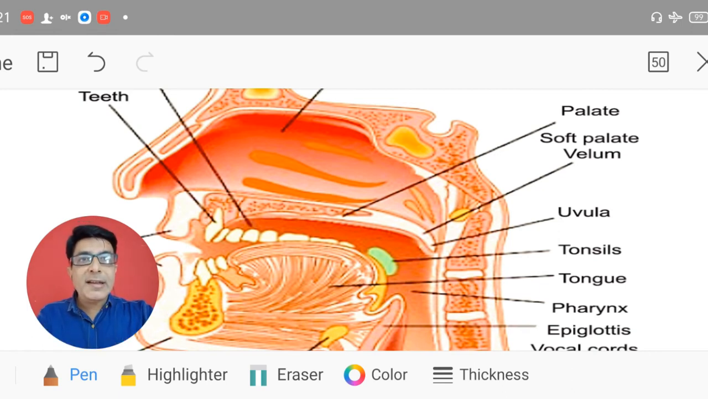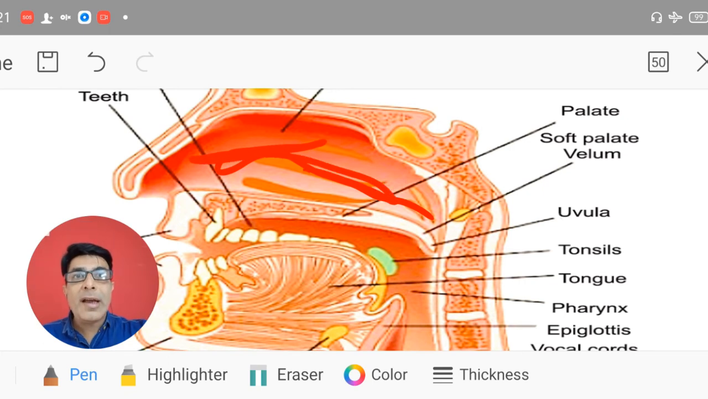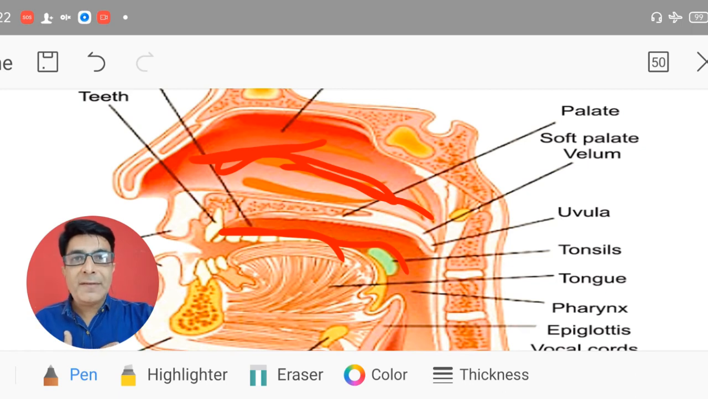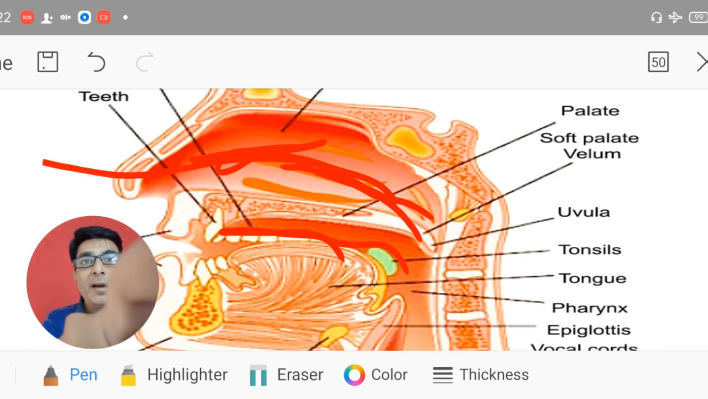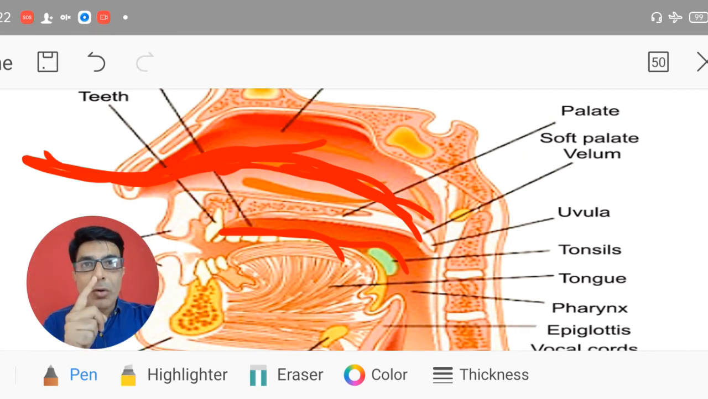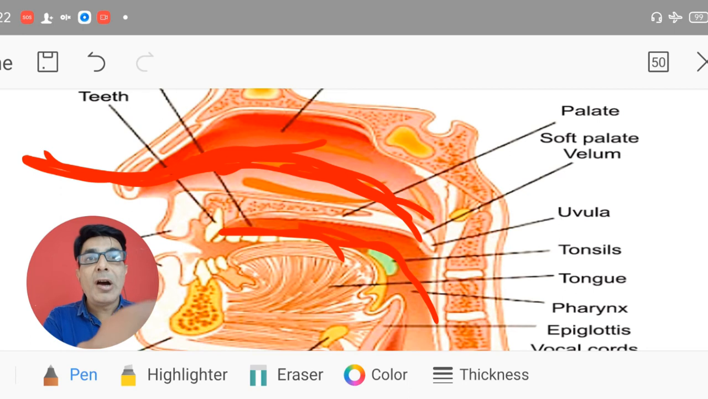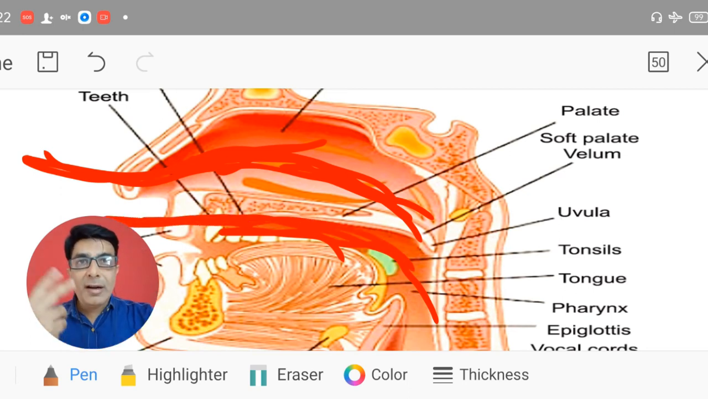One is the nasal cavity, which is found here, and the other one is the oral cavity. The air that we breathe, the air that is there in our lungs, comes out either from the nasal cavity, meaning from the nose, or sometimes from your mouth. So there are two cavities, nasal cavity and oral cavity. Now when a sound is produced, different organs of speech are used. What are these organs of speech?